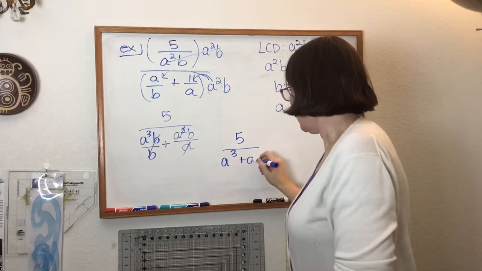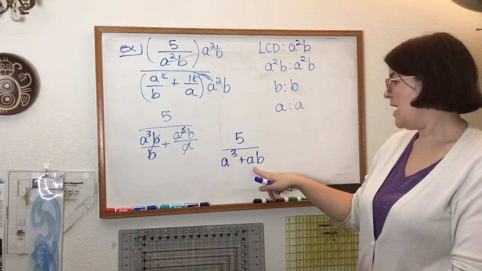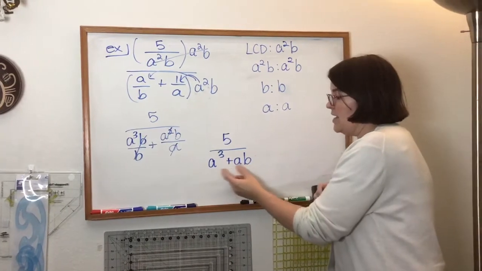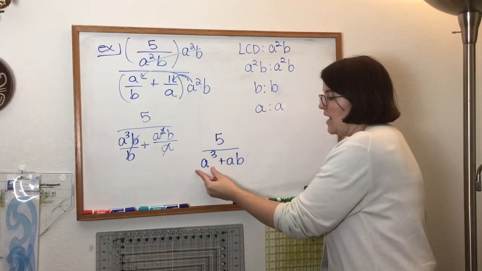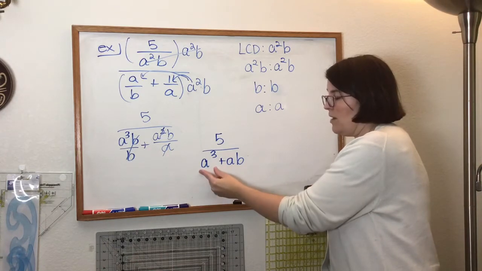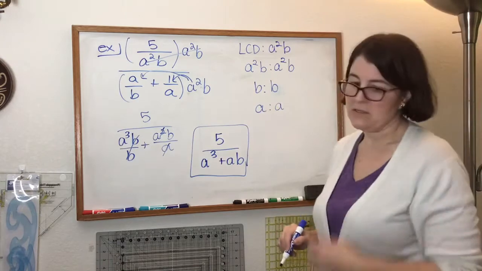plus ab. Now, here's the trick. A to the third and AB both have A's in them, but to add, they have to be exactly identical. And because this is an A to the third and this is an AB, they're not exactly the same variables to the same powers. So that is our reduced answer.